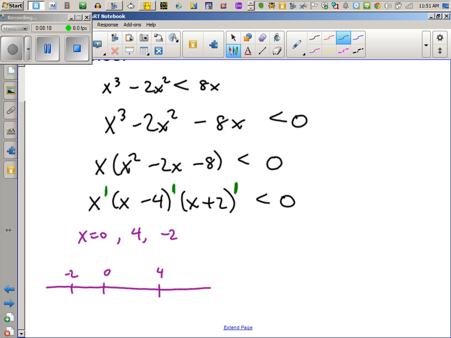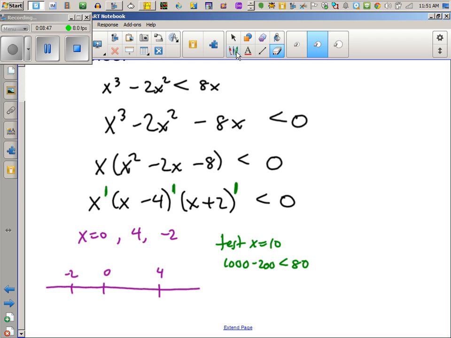So why don't we test 10? Test x equals 10. 1,000 minus 200 is less than 80. Is that true? Last period, someone said it was true. Are you sure? 800 is less than 80? Okay, that's false. So evidently 10, which is out here, is not going to get shaded.